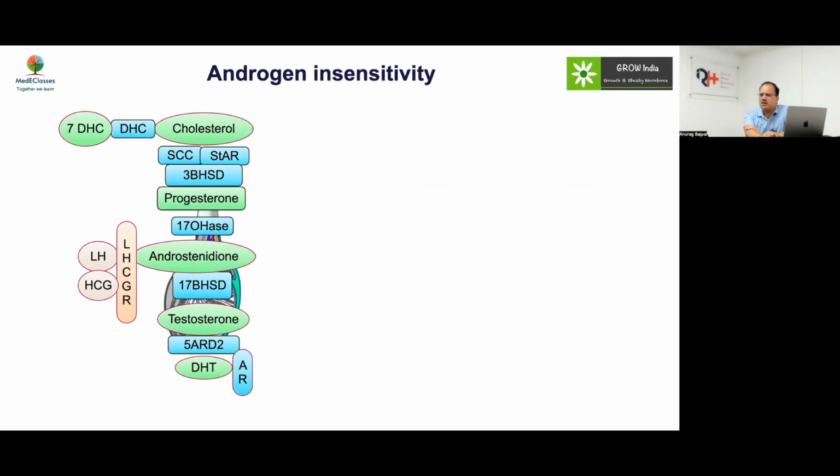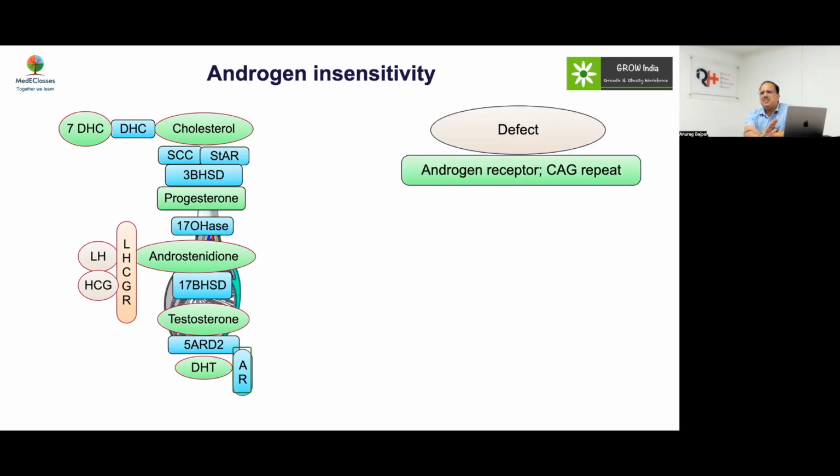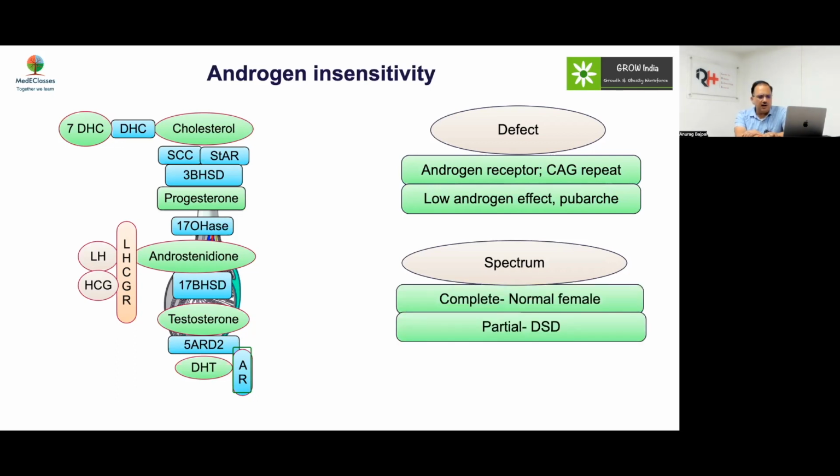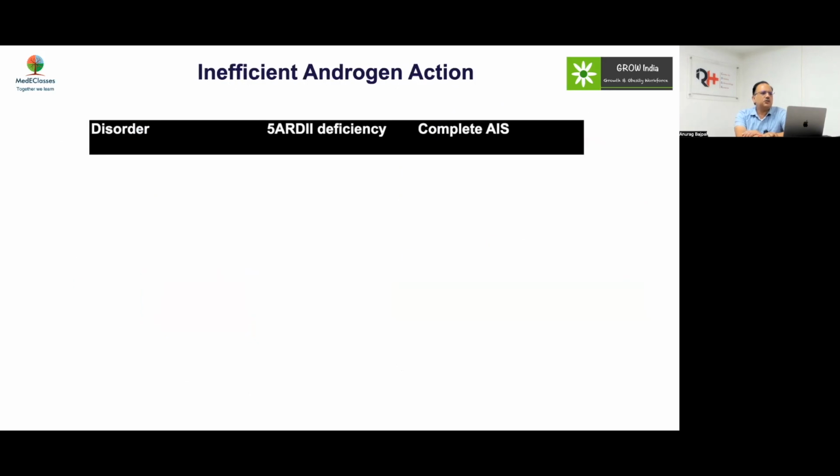Now androgen insensitivity syndrome, of course, is a problem in androgen action, and you can have a whole spectrum of androgen insensitivity. The spectrum may range from minimal AIS to complete AIS. The problem is in the androgen receptors or the repeat of the triplets. There is low androgen effect in pubarche. The spectrum is complete, which is a normal female; partial, which is DSD; and minimal, in which you will have a male appearance with azoospermia.